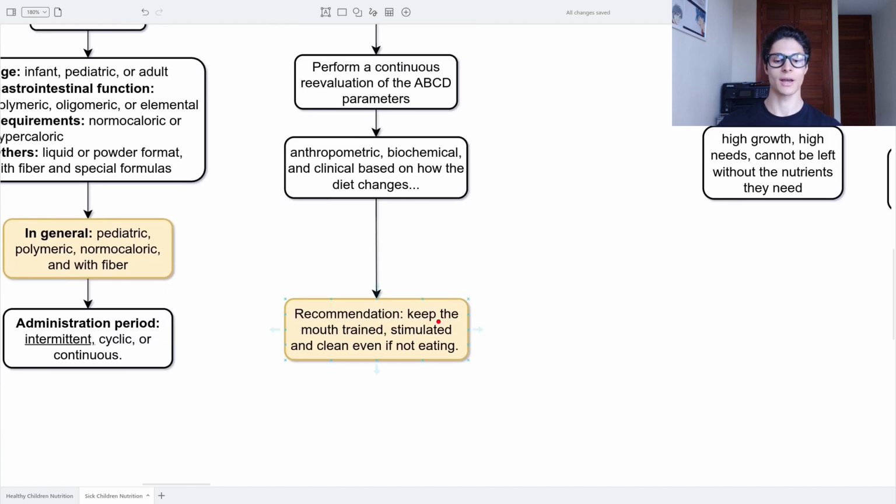And the recommendation here is to keep the mouth trained, stimulated, and clean even if not eating, because the goal is to get back to the oral nutrition, the normal way of eating.